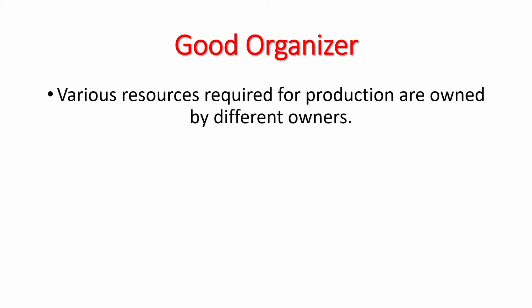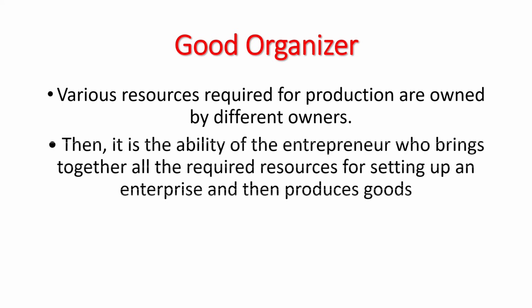So next is good organizer. This is also one of the elements. He is the one who collects all types of resources and gathers them in one place. Various resources required for production are owned by different owners. It is the ability of the entrepreneur to bring together all the required resources for setting up an enterprise and then produce goods. This is the main ability of an entrepreneur. If he is a good organizer, only then can he take his business further.